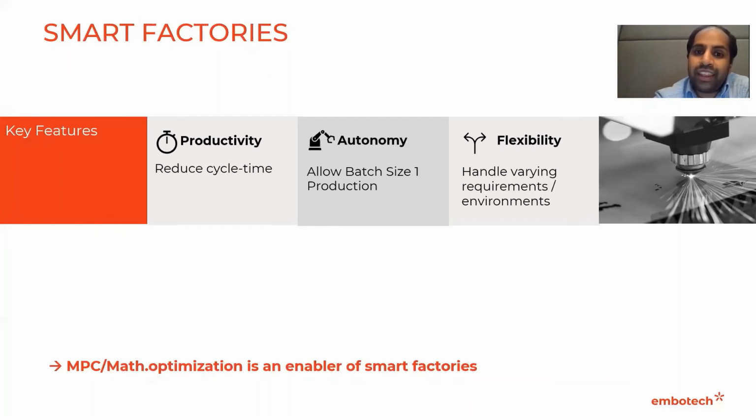But you want to get it down so that you have autonomous production systems, and it doesn't matter how big the batch size actually is, you still are very productive. The last part is you want to be very flexible. So even if you have varying requirements, because you have different products that all have specific needs, or you're changing your environments, you're actually capable of dealing with this. And here again, the MPC, a mathematical observation, is actually an enabler for these kind of smart factories.